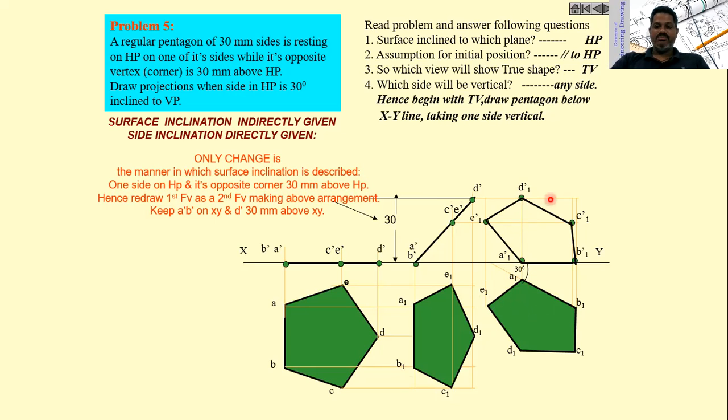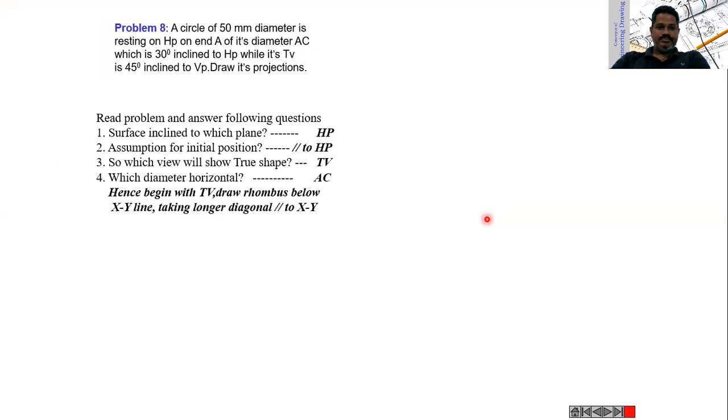To get the intersection points, project the step 2 front view points and step 3 top view points to get the intersection points. Join all those points to get the front view when one end is at an angle of 30 degrees with VP. This is how we have drawn the projections as per the conditions. Now I am taking one more problem here.